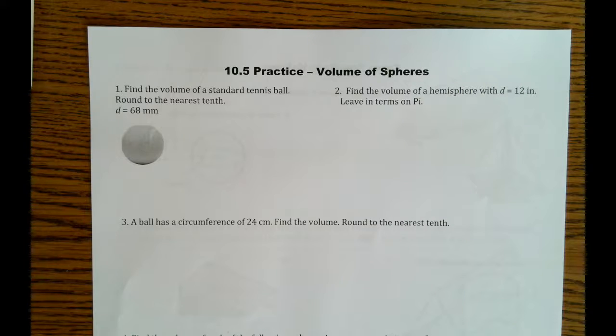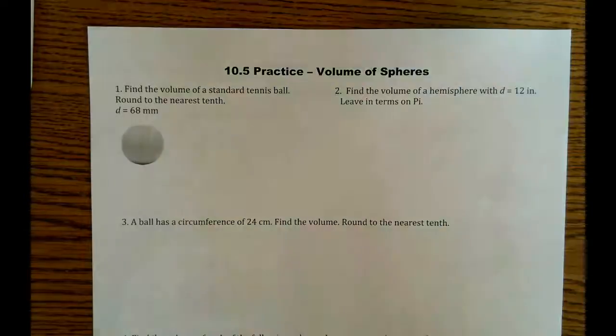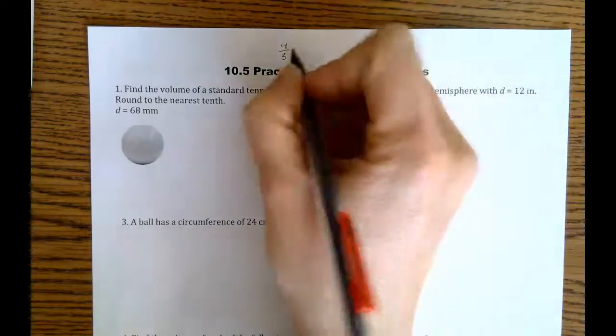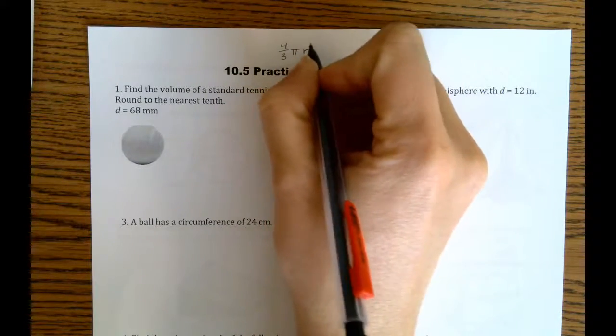Okay, group, this is our 10.5 practice. We're doing volume of spheres. Number 1 says find the volume of a standard tennis ball and round to the nearest tenth. So the volume of a sphere has the general formula 4/3 times pi r cubed.